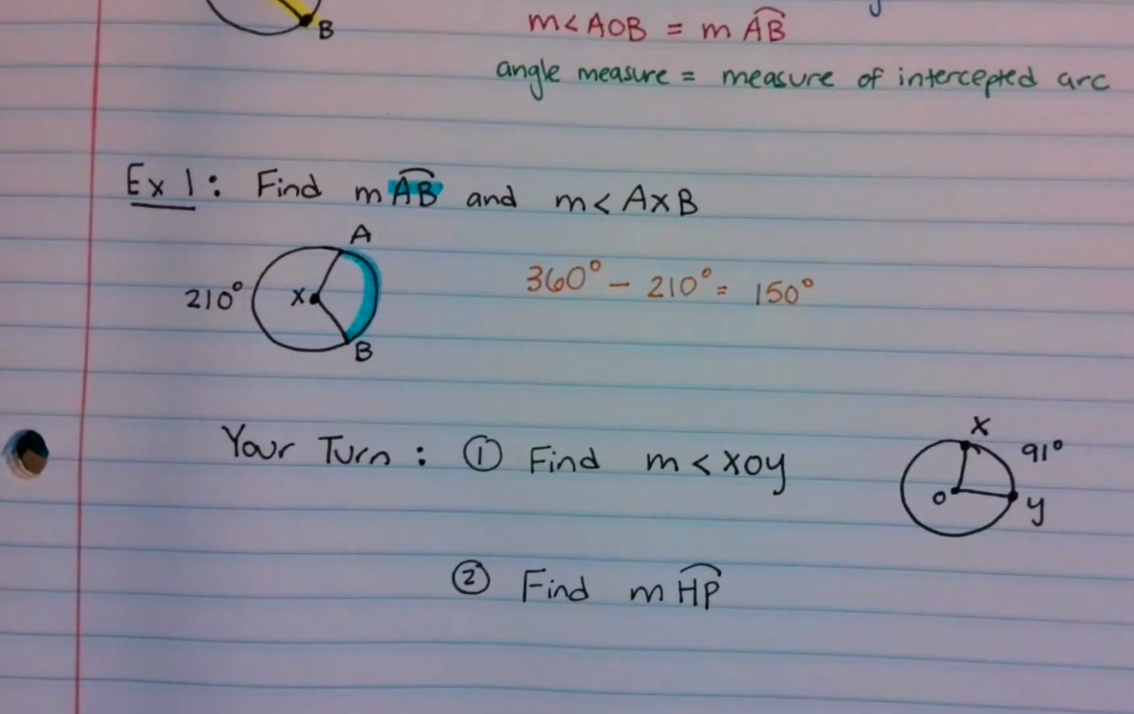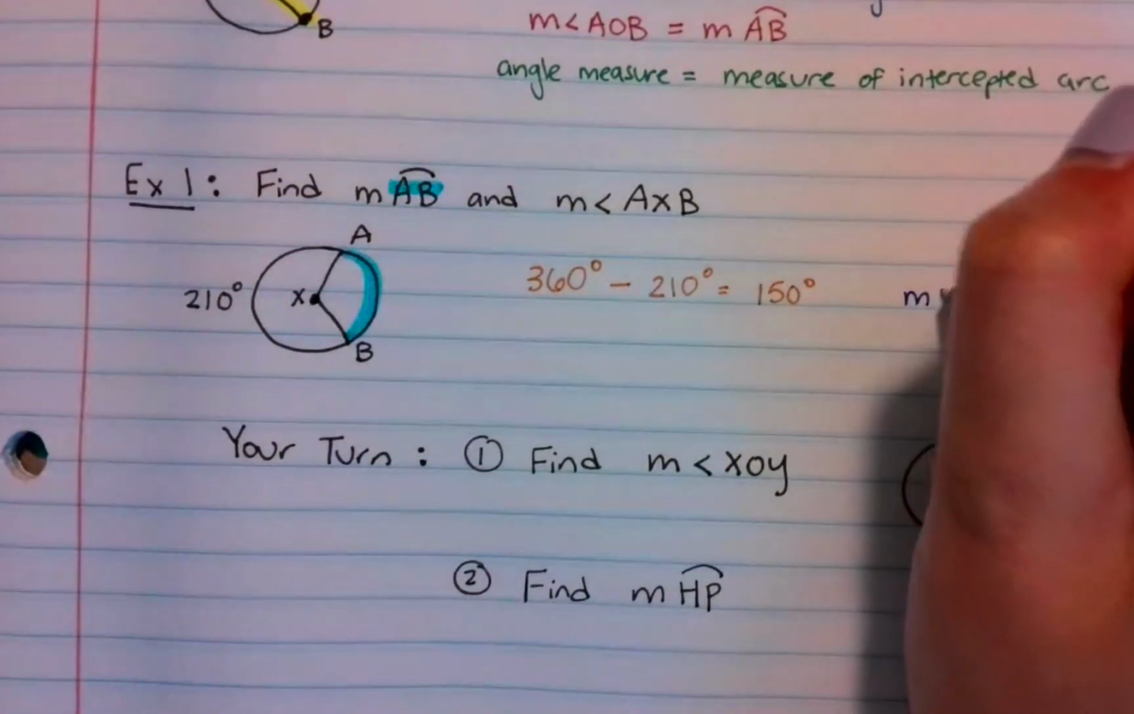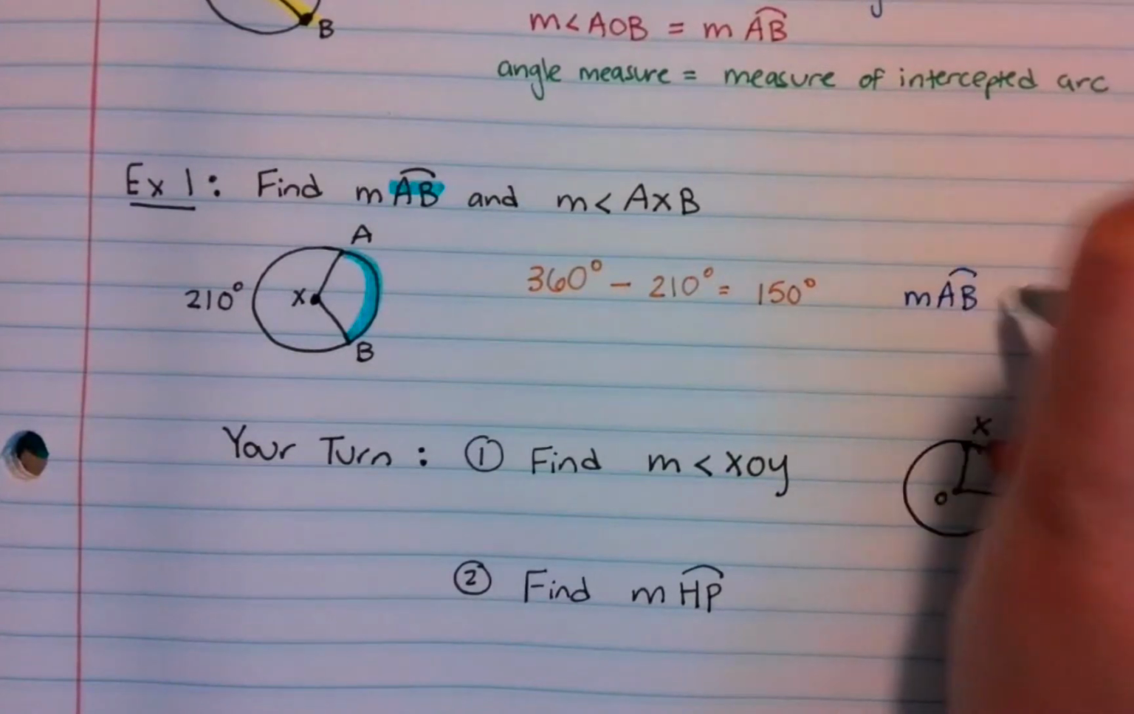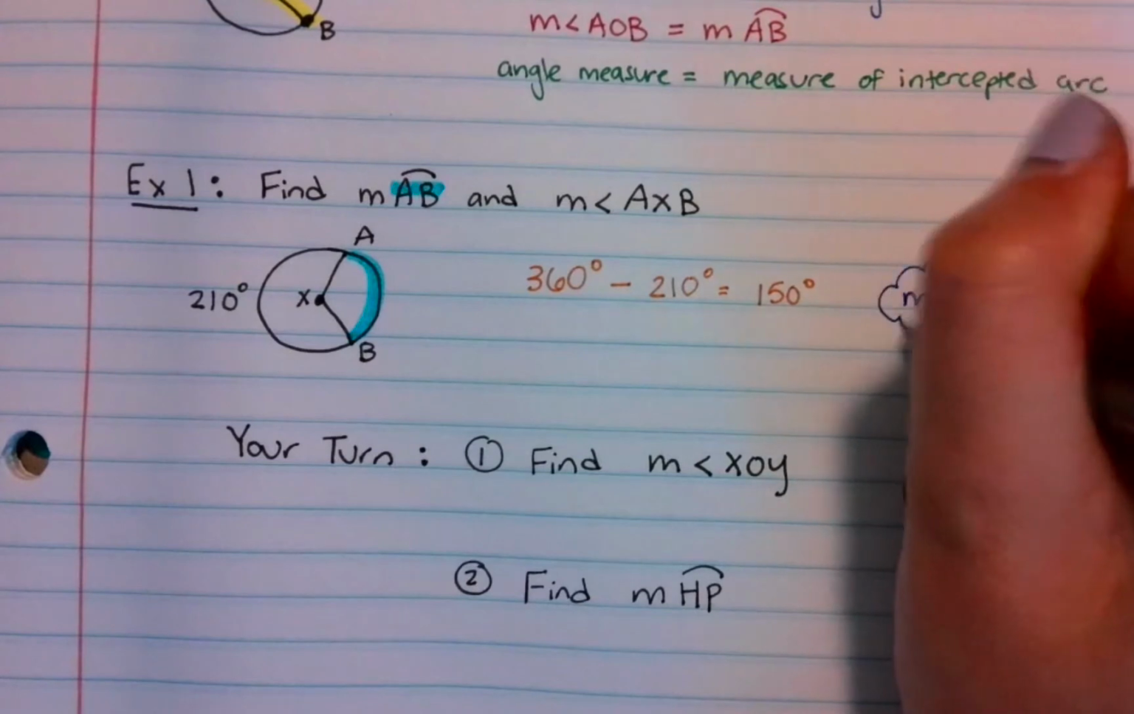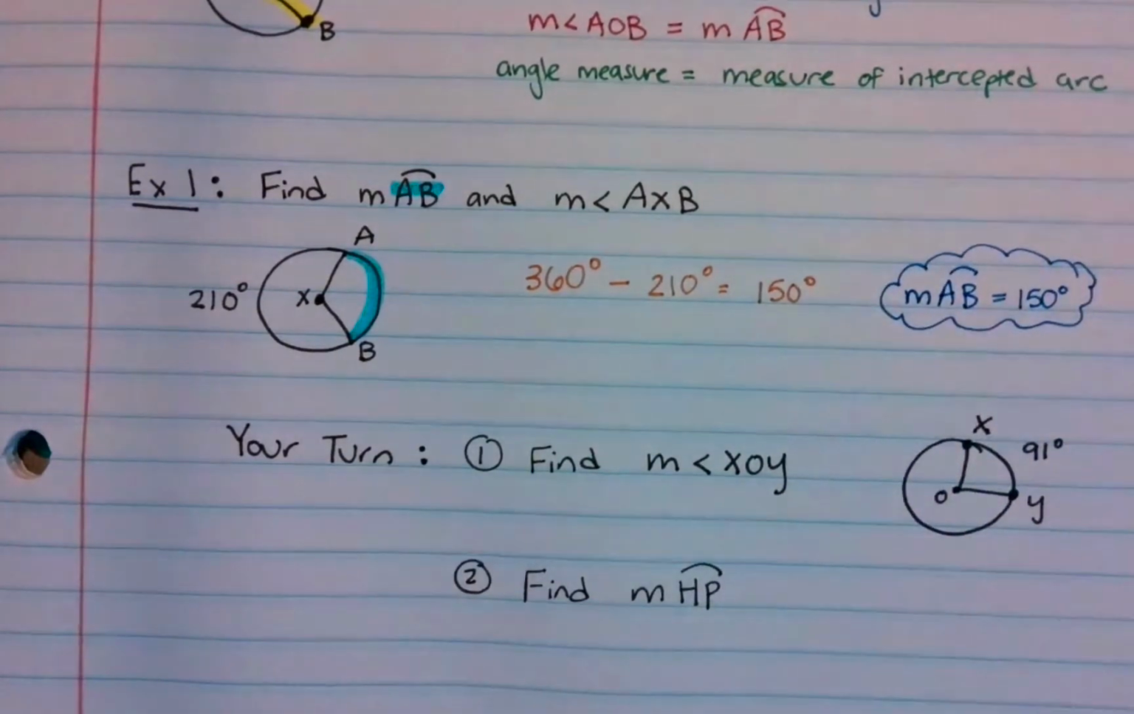And I want to write that out in a statement. So the measure of arc AB is 150 degrees. Be careful not to drop your degrees on any of your answers here.